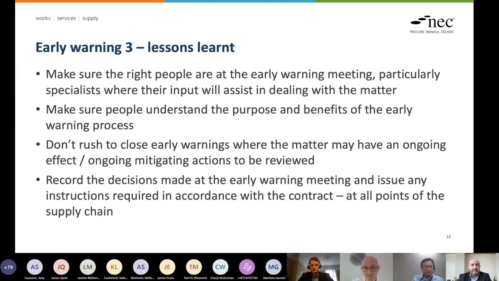However, as it says at the bottom, record the decisions, issue any instructions to all parts of the supply chain, but don't rush it. If it means that you can't close it out in that meeting, don't be frightened to say, right, okay, this is what we'll do now, and then we'll progress the matter. It's about assessing what the problems are, giving the opportunity to review as the early warning, and then try to find the solution. And also explain to people what the benefits of this particular meeting are. It's for the betterment of the project and for everybody, so that everybody is aware and everybody has the opportunity to input into that process.